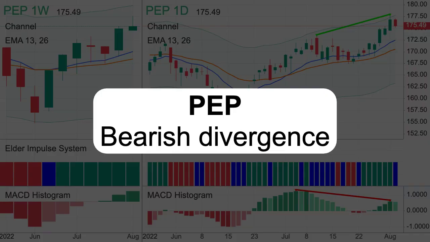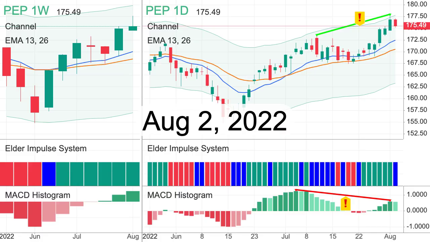Let's consider the stock of PepsiCo Inc. On August 2, 2022, a bear divergence formed in an uptrend. This is a strong sell signal. There is a first light bar on the histogram. Are you ready to submit a sell order?